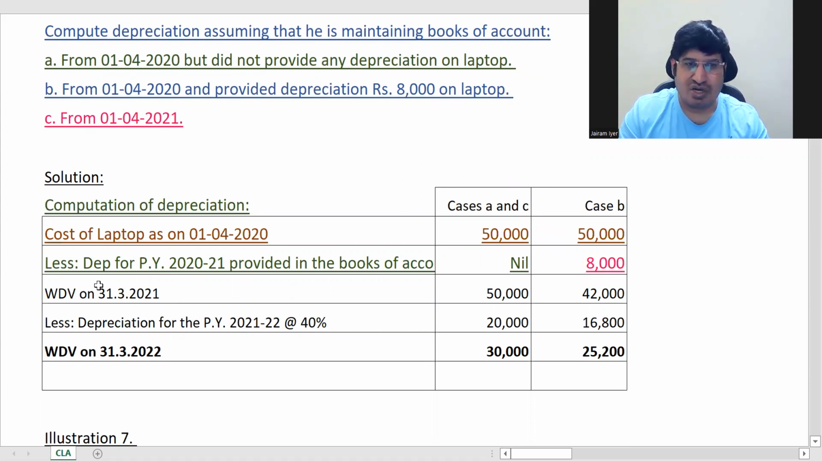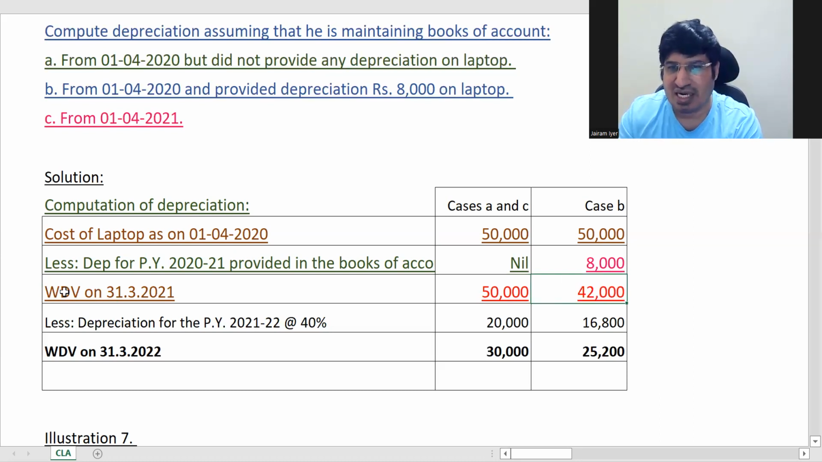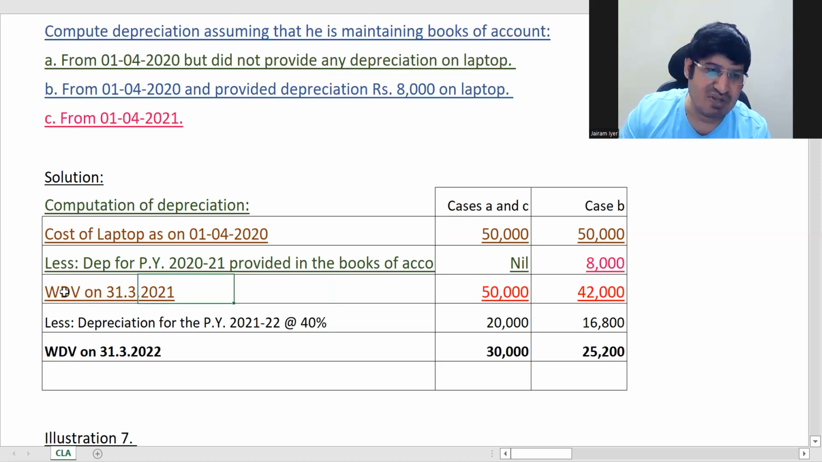And then WDV is just subtract it now. This becomes 50,000. This will be 42,000. Correct. 50 minus 8, 42,000. This becomes WDV on 31/3/2021. Okay. Now for the current year, we have to calculate depreciation. This will be as per rules, our rules.